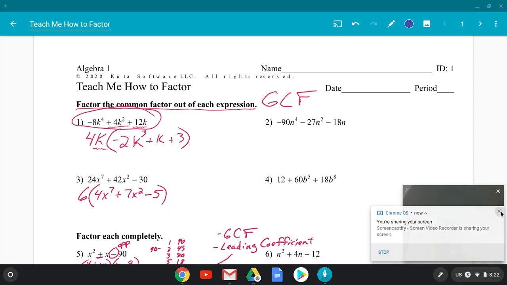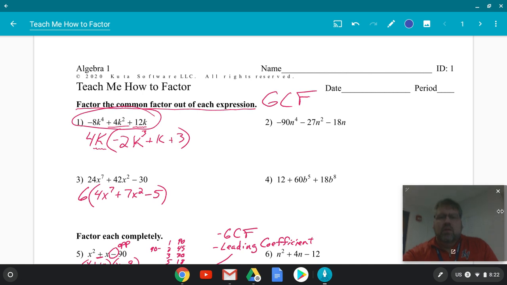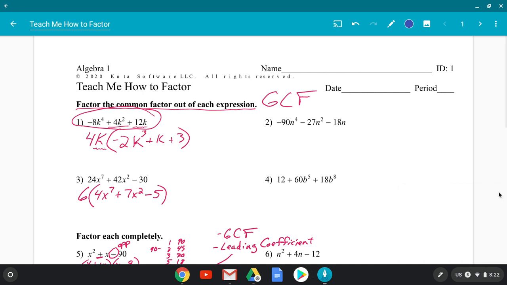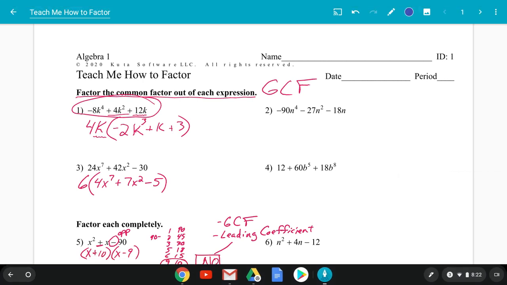All right, let's look at the even problems for Teach Me How to Factor. Let's do those. Starting with number 2 and 4, we had to find the GCF.